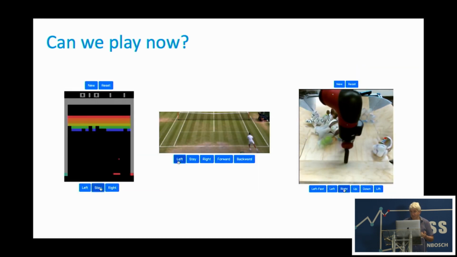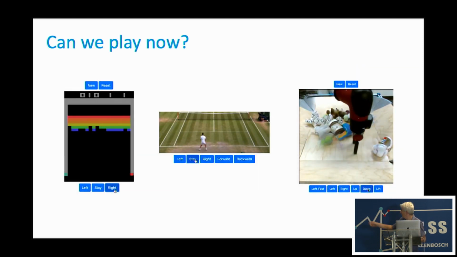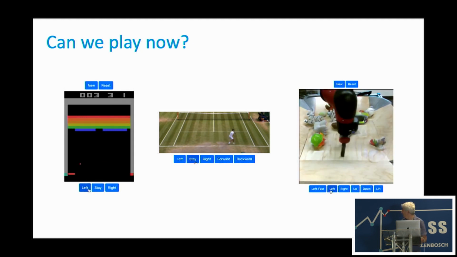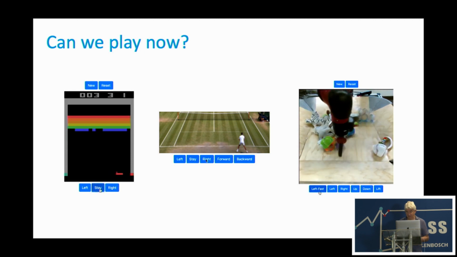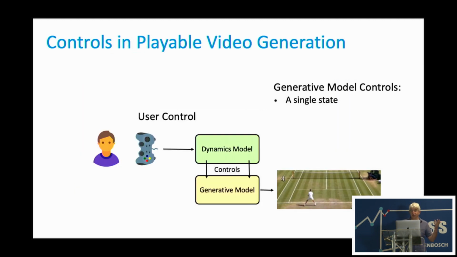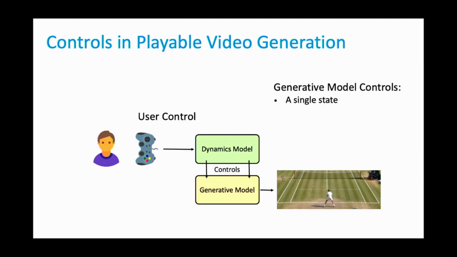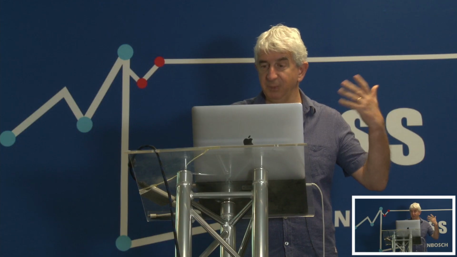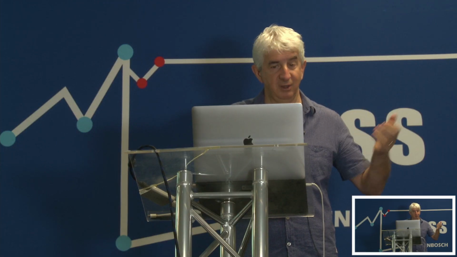And then you can start playing around with it, so you can play with forward, upward, and so on, and the motion looks quite reasonable. But then, of course, here we have the single state controls. What we want to do is go even further, and that was a paper at CVPR last year, in which we looked at not only the position of an object, but also the pose of the object, the style of the object, cameras, and so on.